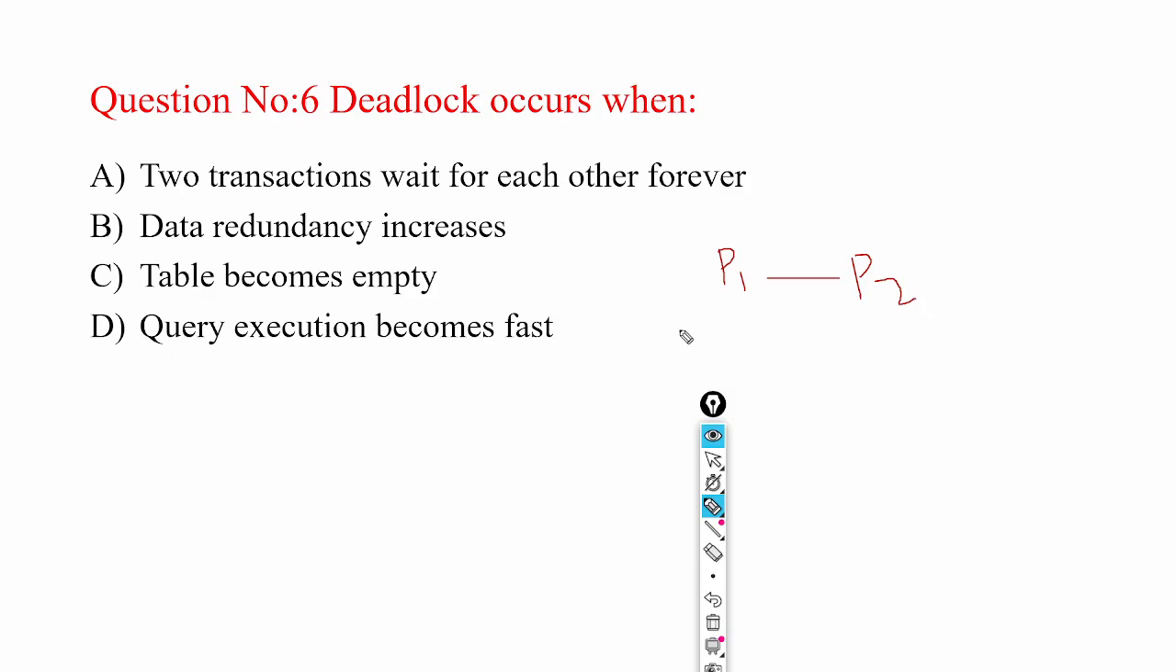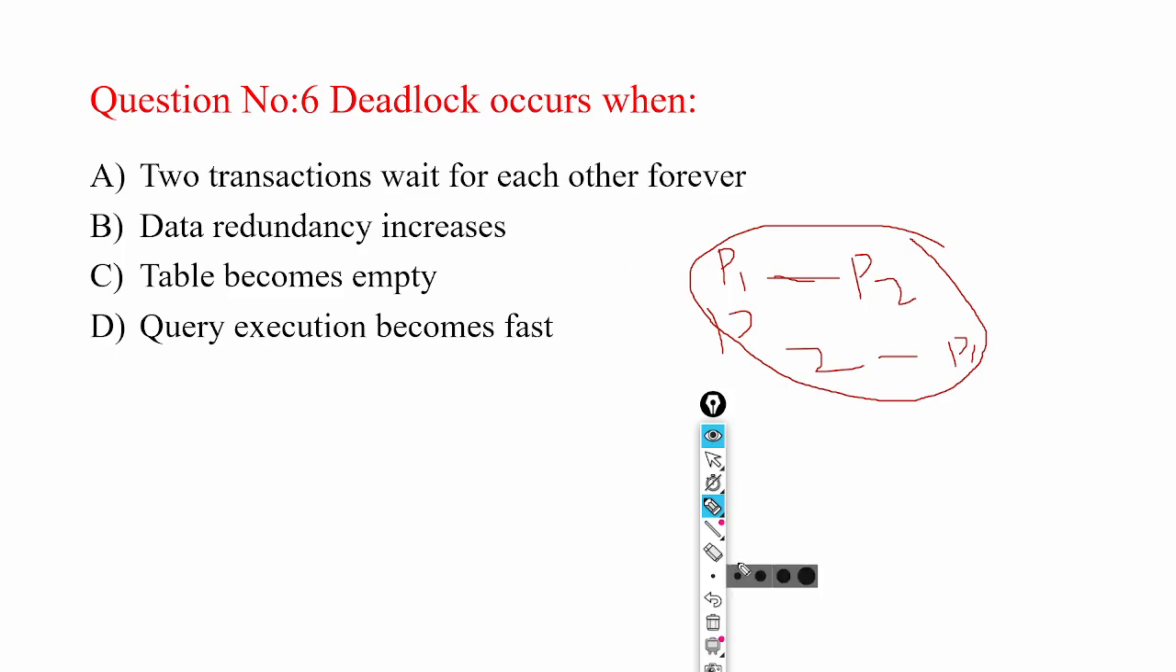Person two waits for person one, so neither moves. This is a deadlock situation. If one person moves, then only they will go to that side, or the other person will come to this side. So if no one is moving, they stay in the waiting stage only. This we call a deadlock situation. Okay.